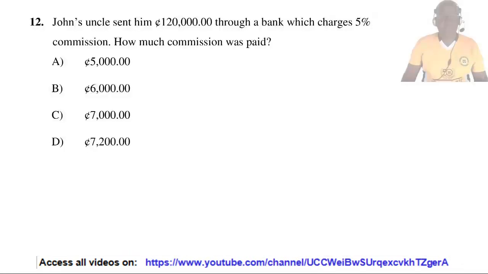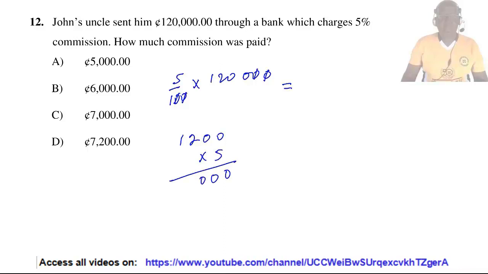Question 12. John's uncle sent him 120,000 cedis through a bank which charges 5% commission. How much commission was paid? We shall find 5%. That's 5 over 100 of 120,000. Zeros will cancel out. So we are left with 12,000 times 5. So that gives 60,000... 6,000. The answer is B.